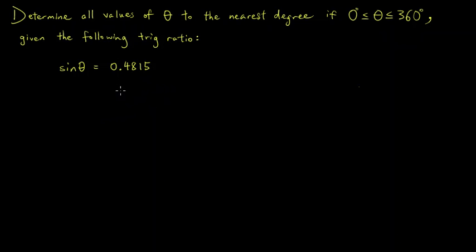Let's recognize that 0.4815 is a ratio, and a ratio is basically a fraction. This can be rewritten as sine theta equals 4815 all over 10,000. All I did was multiply the top and the bottom by 10,000 just to represent this decimal as a fraction or a ratio.